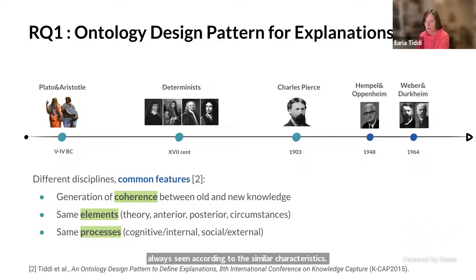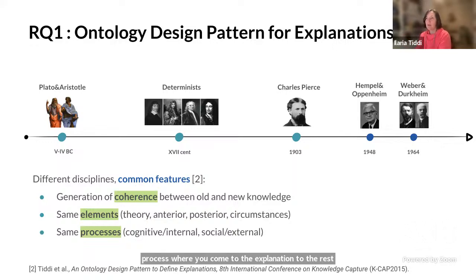There was always the generation of some coherence between old knowledge and new knowledge. The elements in an explanation were always the same. There was a theory, and there were an anterior and a posterior event. There were circumstances that would make this event happen at the same time. And there were always processes. There would be one internal process where you come up with an explanation for yourself, and one that is more an external process where you communicate the explanation to the rest of the world.